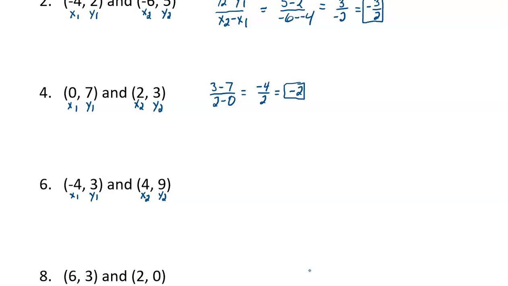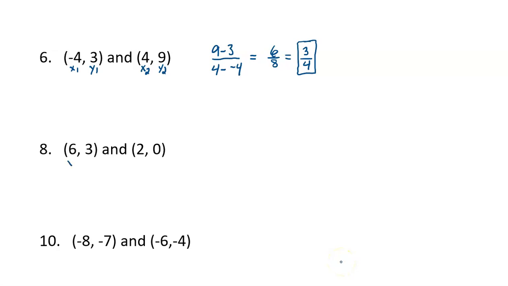Find the difference of the y values. 9 subtract 3. Find the difference of the x values. 4 subtract -4. This is 6 over 8. Top and bottom both divide by 2, so it reduces to 3 over 4. This is an uphill line. From one dot to another, you rise 3 squares and run 4 squares.